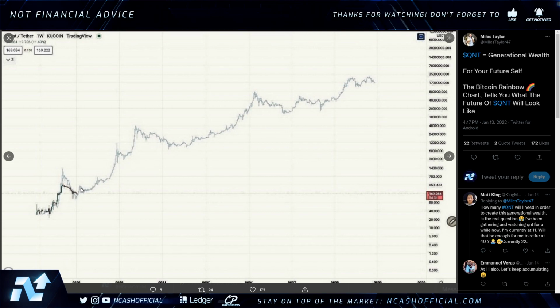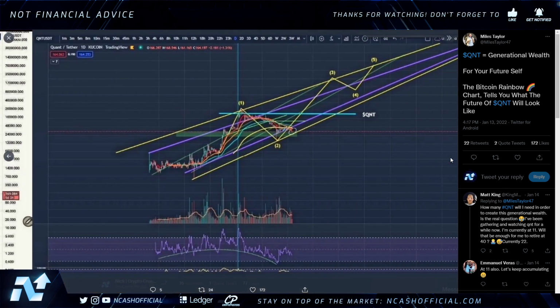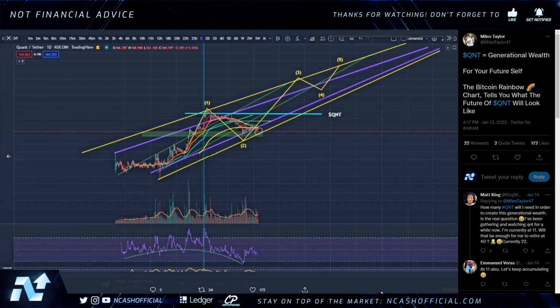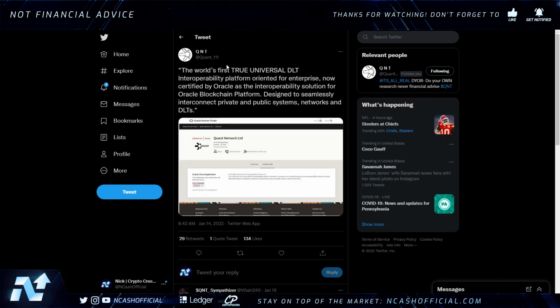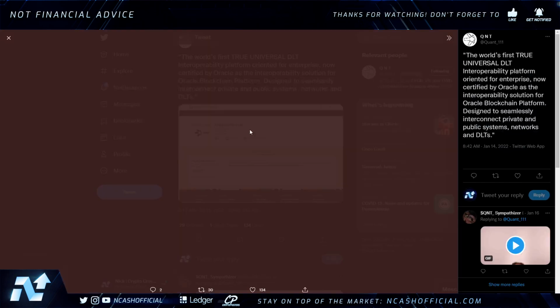We're talking initially looking at almost like $350 very soon, with $1,400 being the next major step here, or $700, sorry, and then $1,400 being up here, next to like $12,000. We're gonna move very fast once things really start to open up for QNT. Once we see mass adoption taking over in the DLT space, it's truly going to be absolutely ridiculous. And of course, we do see here the world's first true universal DLT interoperability platform oriented for enterprise, now certified by Oracle as the interoperability solution for Oracle blockchain platform, designed to seamlessly interconnect private and public systems, networks, and DLTs. This is the confirmation that we need.